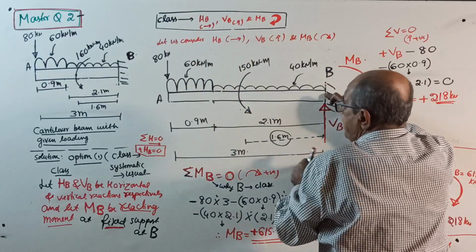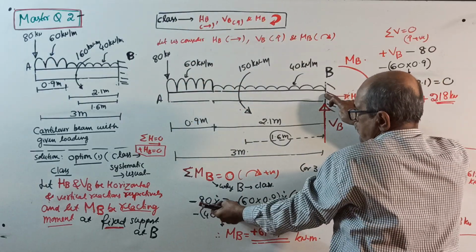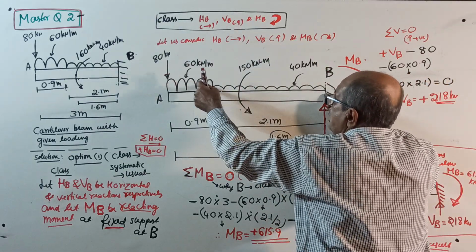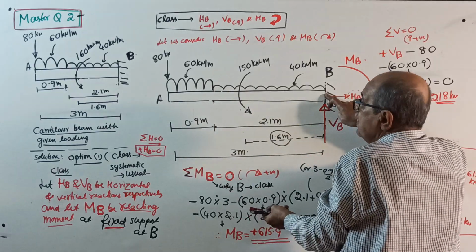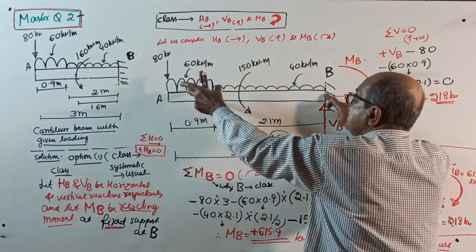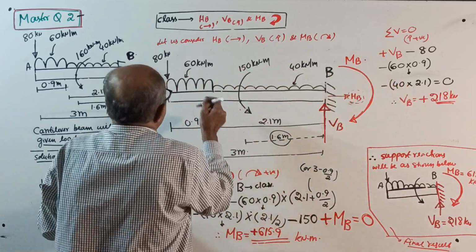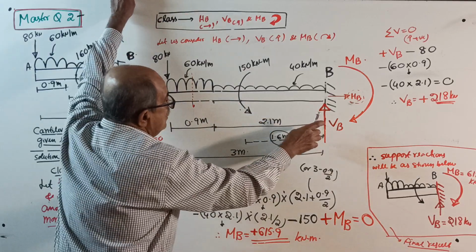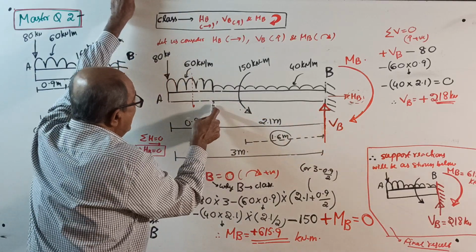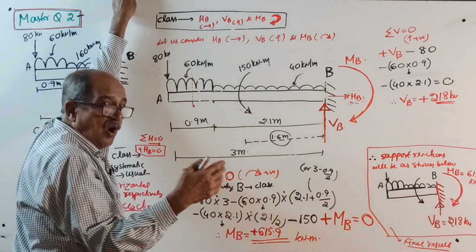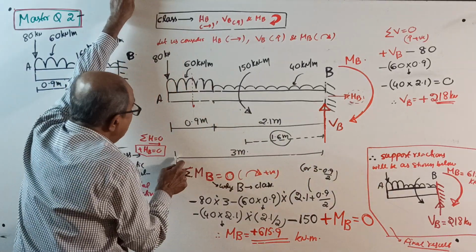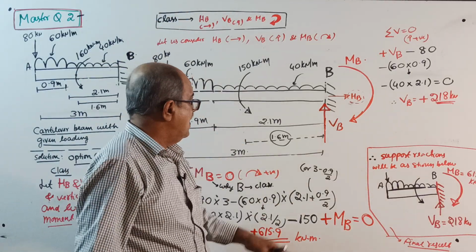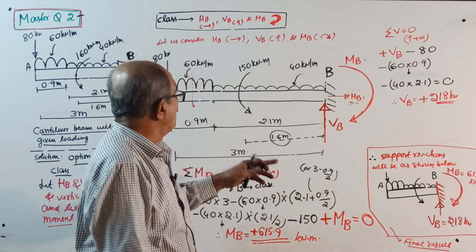80 into 3, anti-clockwise, so I wrote minus 80 into 3, minus 60 into 0.9, which is the total load. Next time I won't tell this much. The 60 into 0.9 total load will pass through the center, at 2.1 plus half of 0.9, or 3 minus half of 0.9. You can do whichever you want, either 3 minus 0.9 by 2.